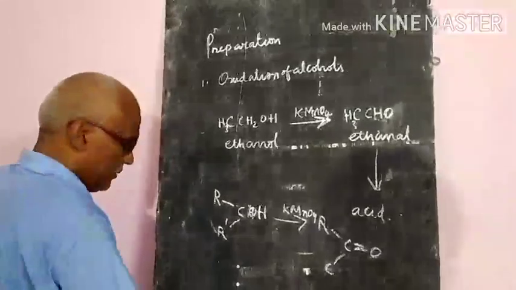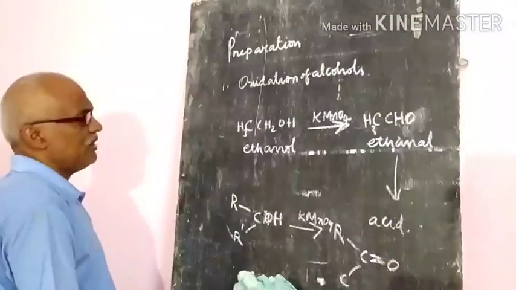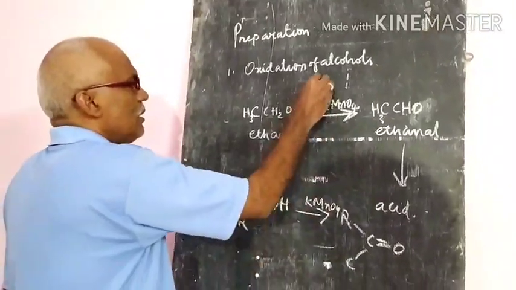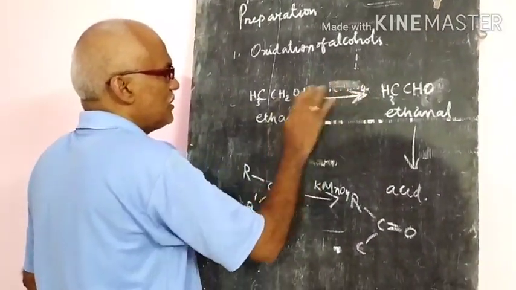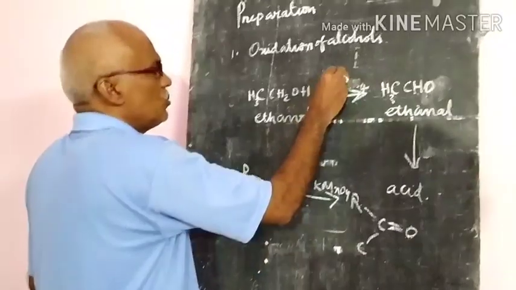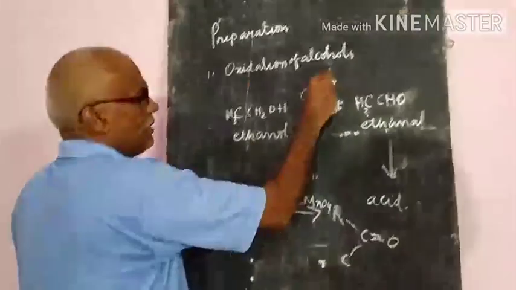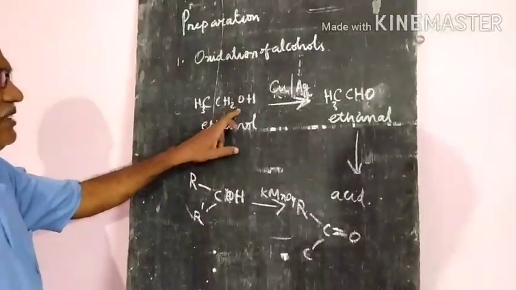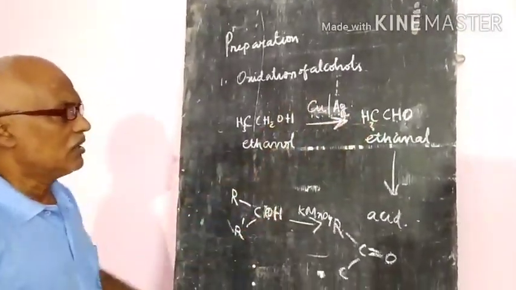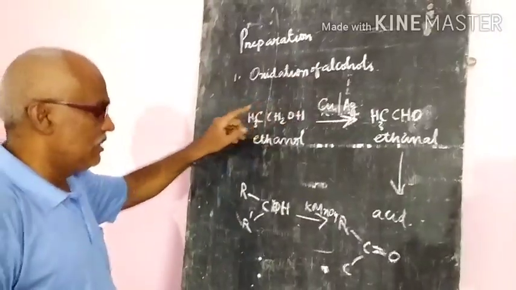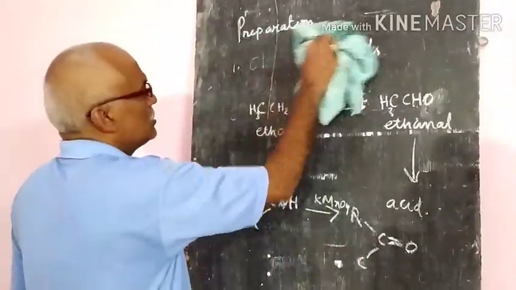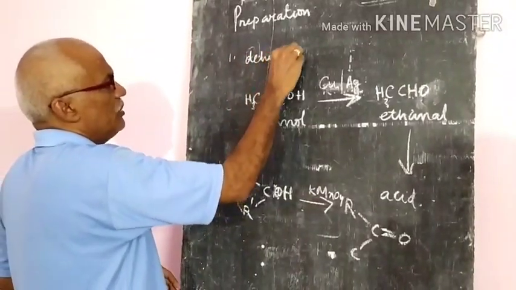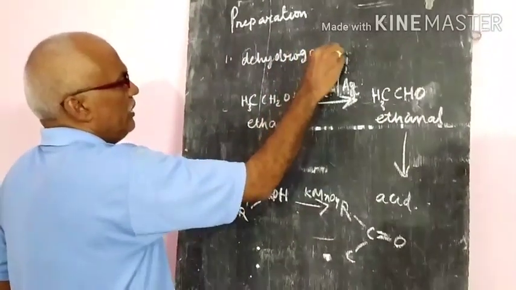In the second method, that means from dehydrogenation of alcohols, the vapors of these alcohols will be passed over metals like copper or silver. The vapors will give the corresponding aldehydes or ketones. Dehydrogenation will take place, hydrogen will be removed.